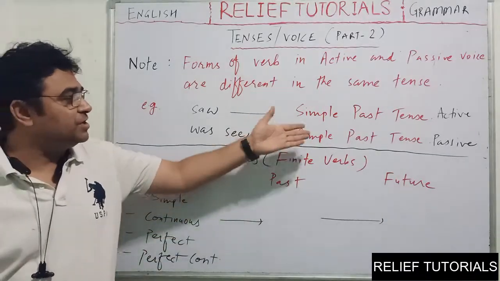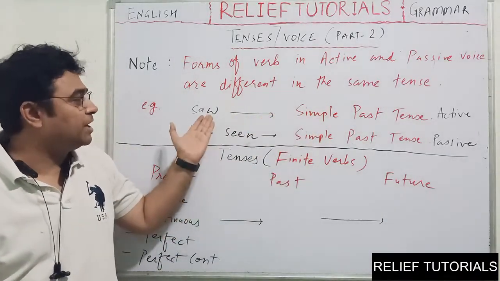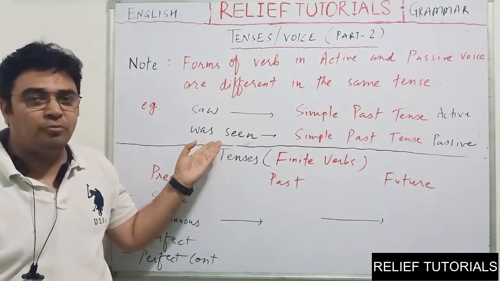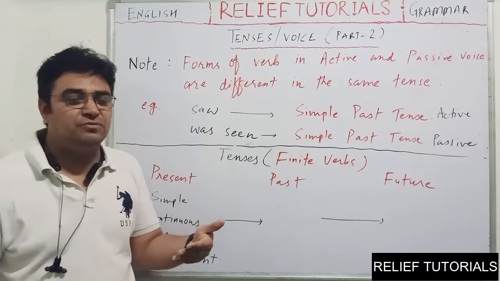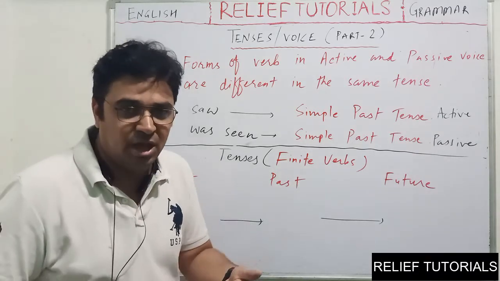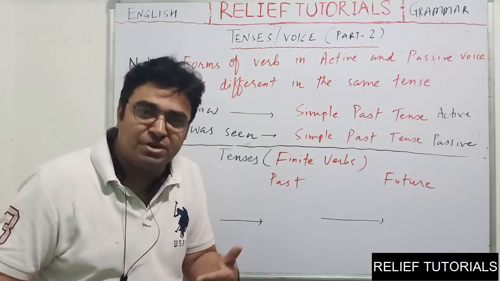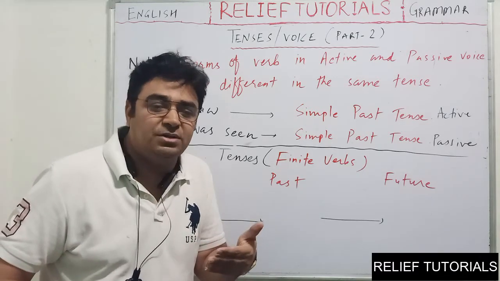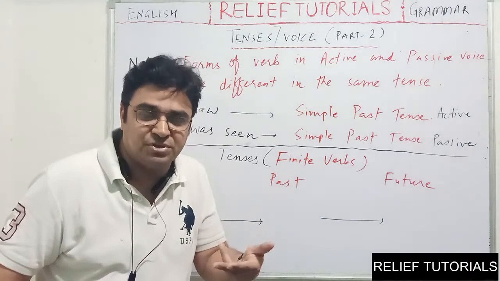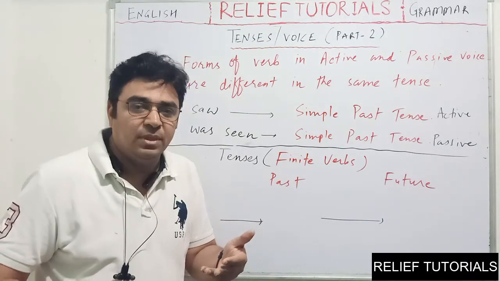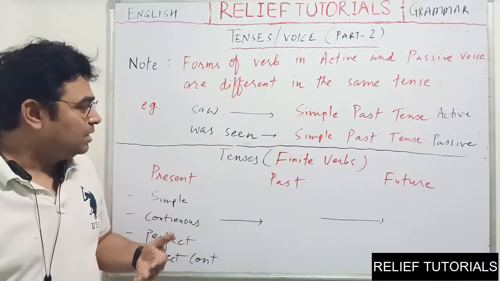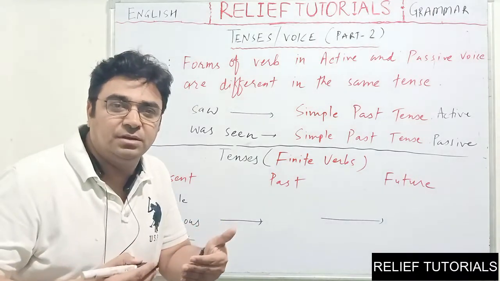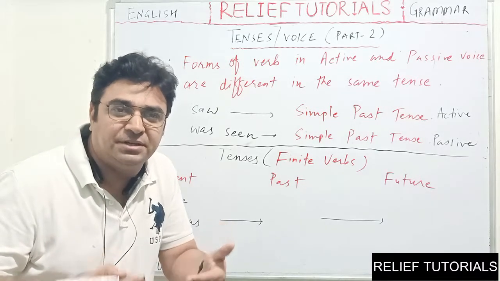So in the same tense, in active voice we have a different kind of form of verb and in passive voice we have a different kind of form of verb. So when we form tenses, we have to learn two types of sentence structure: active voice sentence structure and passive voice sentence structure in the same tense. As a matter of fact, certain tenses don't have both the types. So we'll discuss it later. Now we are coming to our main agenda, discussing the tenses.